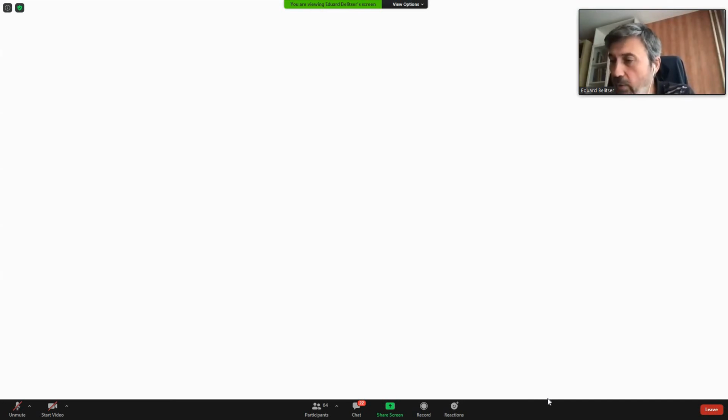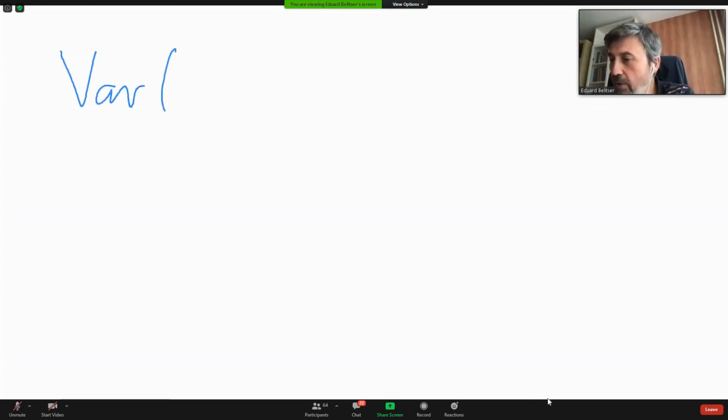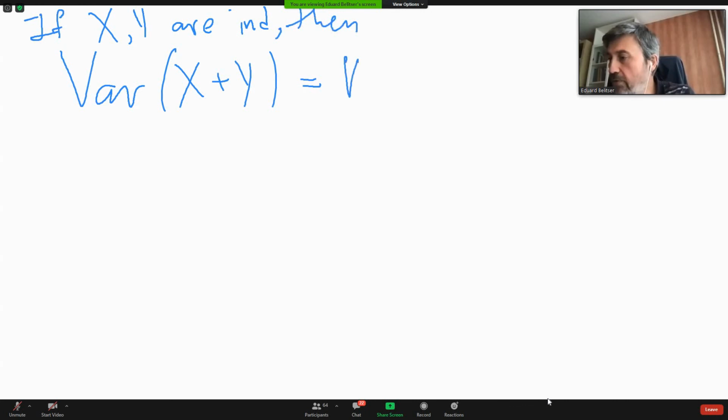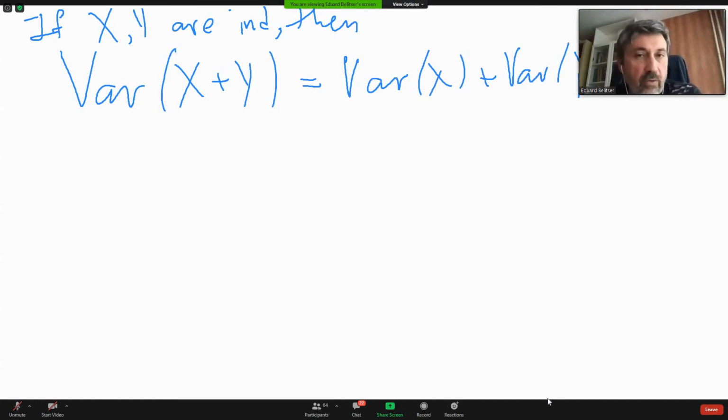The TA would say, okay, so the variance of x plus y, if x and y are independent, then the variance of x plus y is the variance of x plus the variance of y. Something like this, they would do for the theoretical questions.